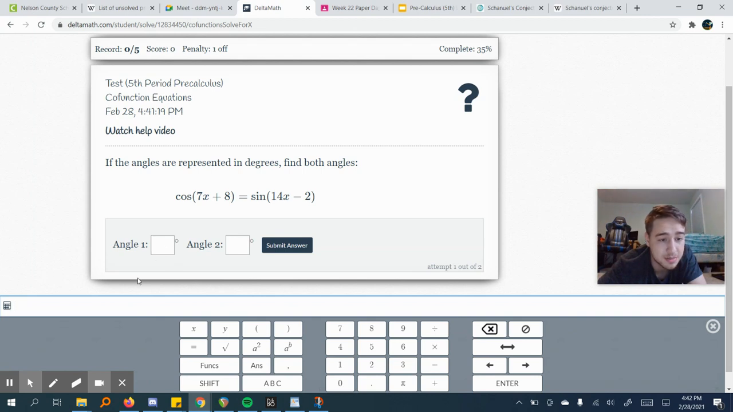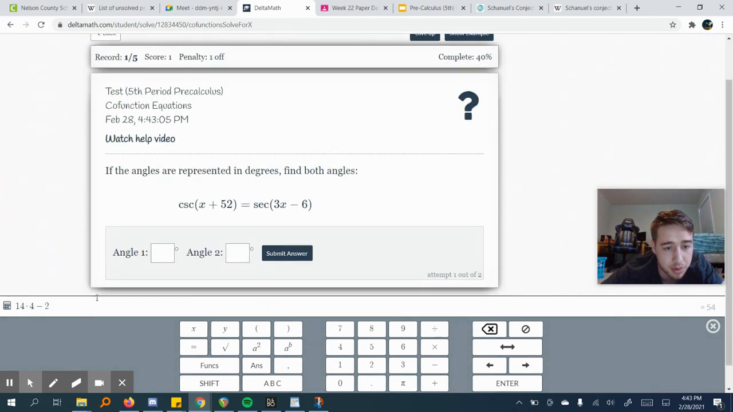So 7 times 4 plus 8 gives you 36. 14 times 4 minus 2 gives you 54. And you can check your work because those two things add up to 90 in the end.